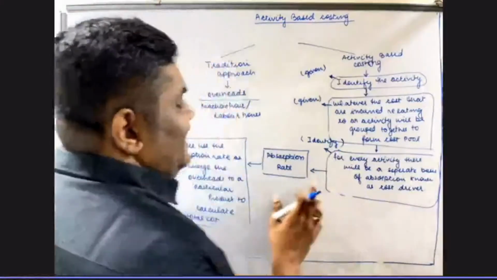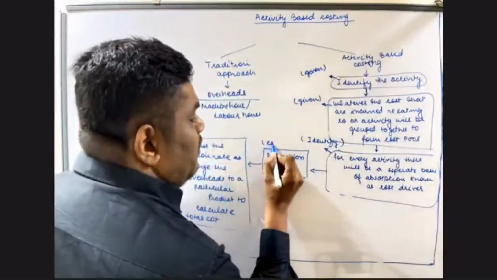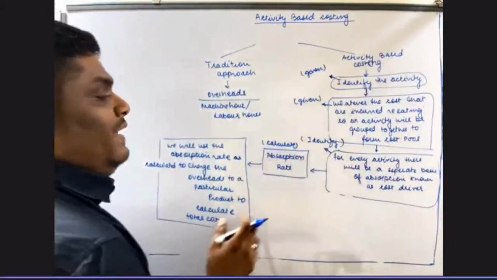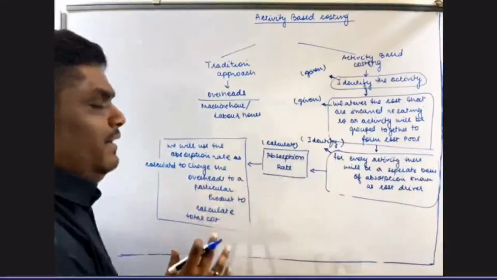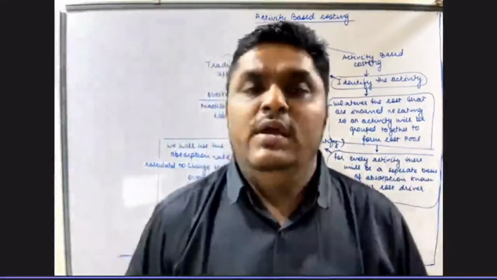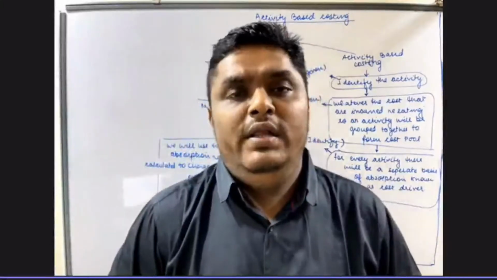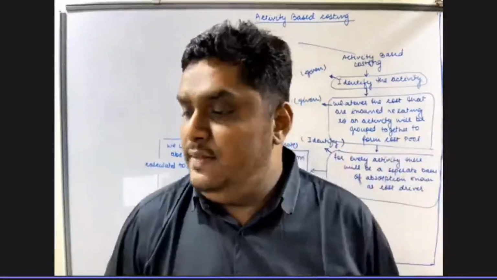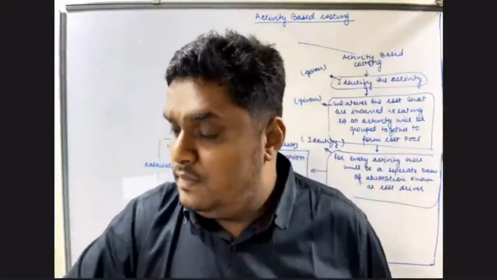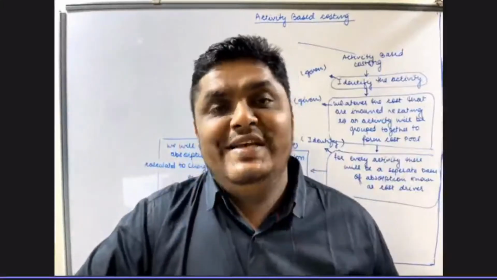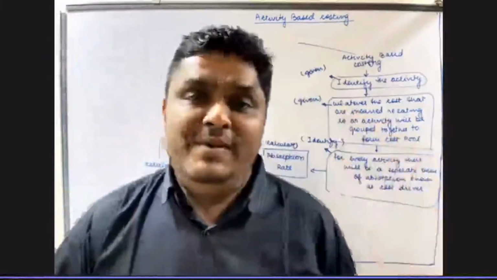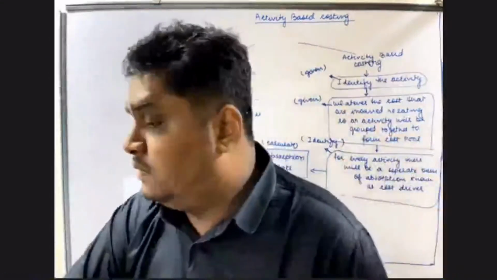So once it is identified, we will calculate the absorption rate, and that rate is used to charge the overheads to a particular product to calculate the total cost. So these are the steps involved in activity-based costing. If you guys have any doubts, please post your query. Further, I request you guys to please copy the explanation.